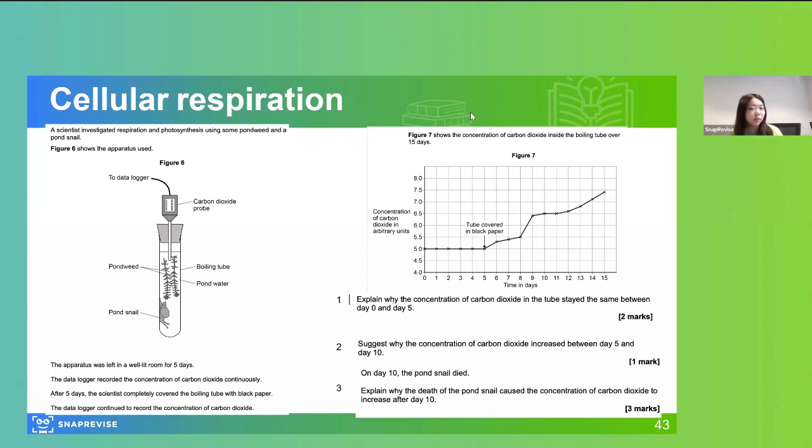So here is an exam question. I'll give you maybe a minute, or I'll give you like 2 minutes to look at this question, try and answer it, and then I'll go through it.